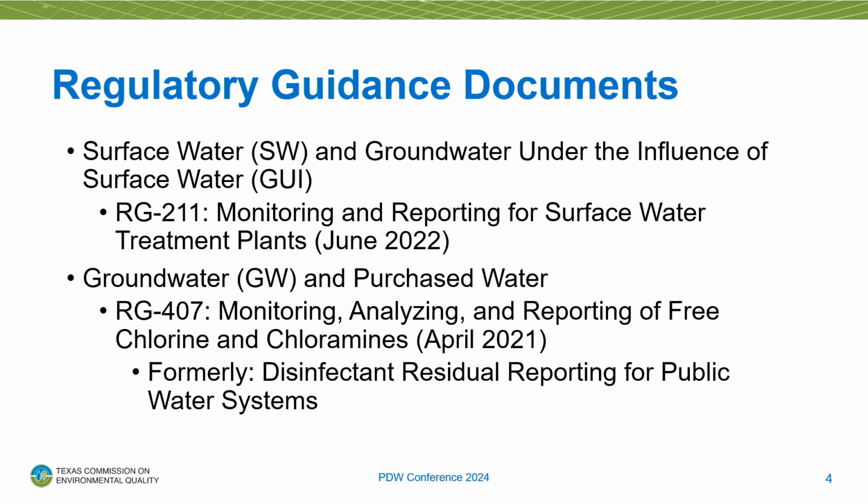So here we have the regulatory guidance documents for surface water and groundwater under the influence of surface water. You have the RG211 for monitoring and reporting surface water treatment plants. And for groundwater and purchased water, we've got the RG407, monitoring, analyzing, and reporting free chlorine and chloramines. You can find these by Googling TCEQ RG211 or TCEQ RG407. There's a lot of helpful information in these. I definitely recommend it if you've got any questions about monitoring for your system.